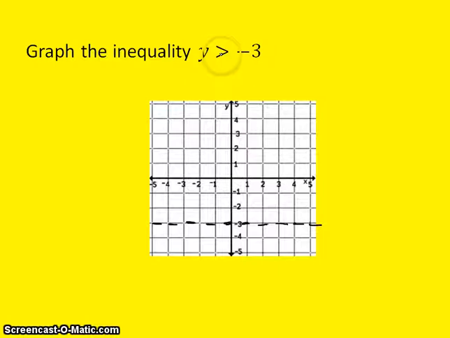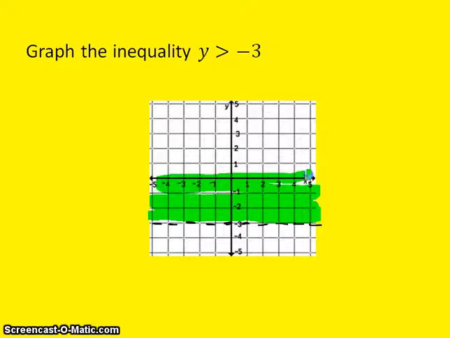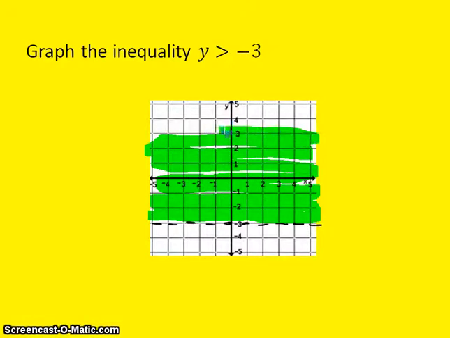Now I have to ask myself, where is y greater than negative 3? Well, here comes the highlighter. y is greater, y is bigger up here. So I'm going to shade everything above my dotted line. Highlighters can be fun too.